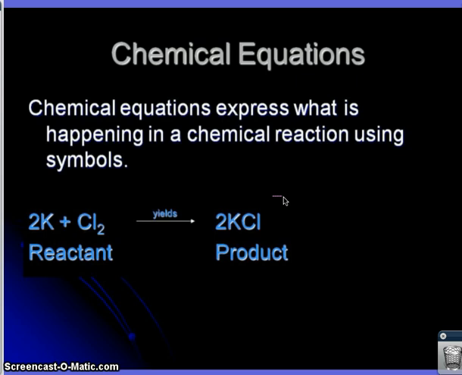Alright, so what is a chemical equation? A chemical equation expresses what is happening in a chemical reaction using symbols. Okay, so when we are making something, we can write it out in chemical equation form so that other scientists know what we used and what happened in that reaction. Okay, you can see the different parts of the equation.